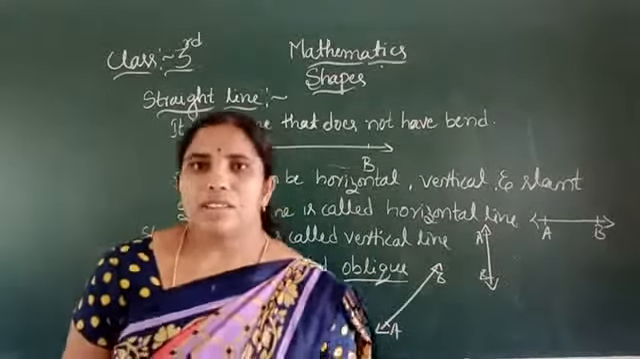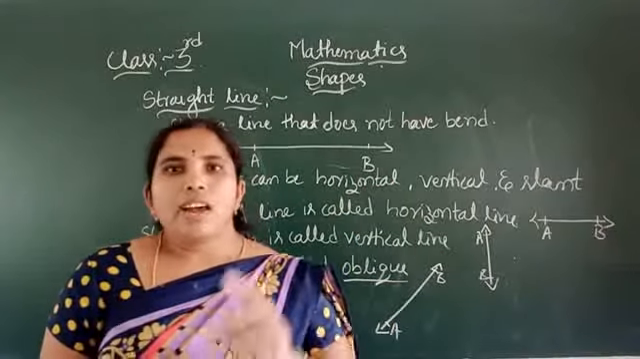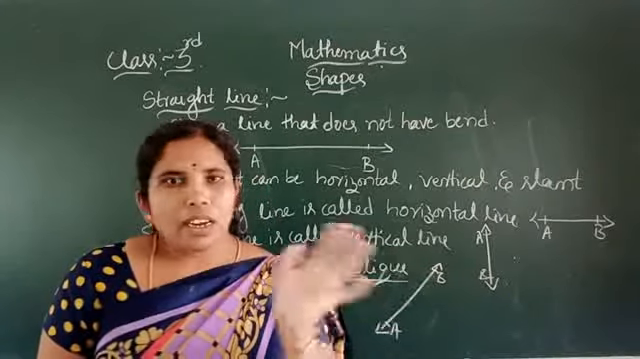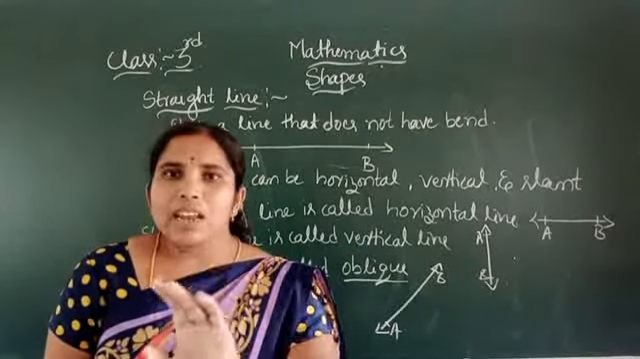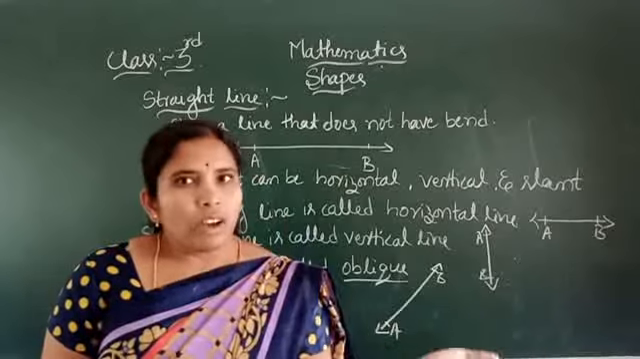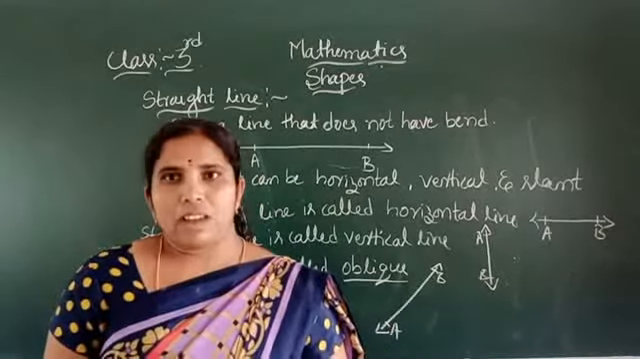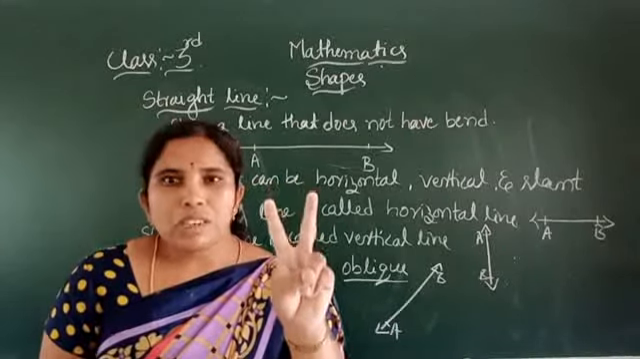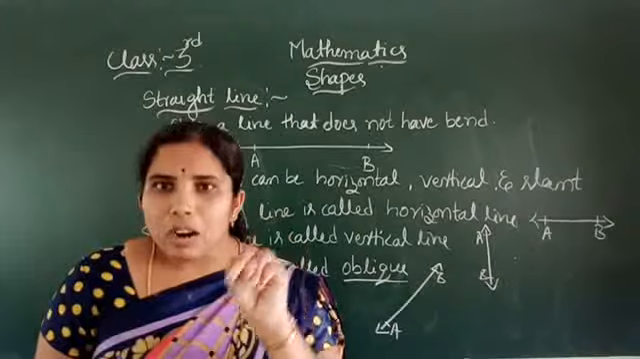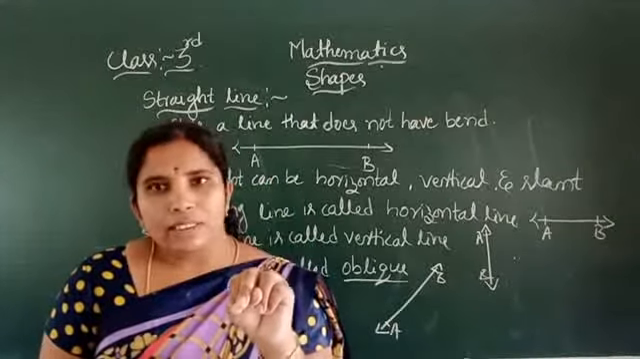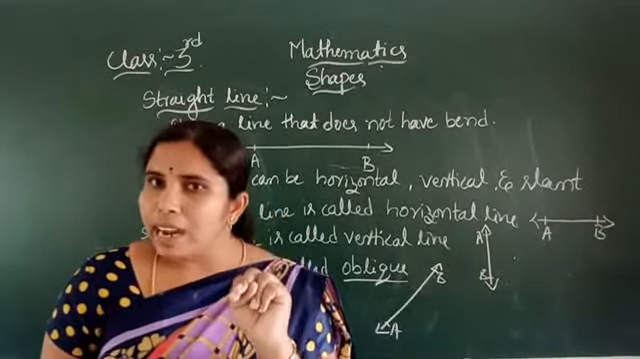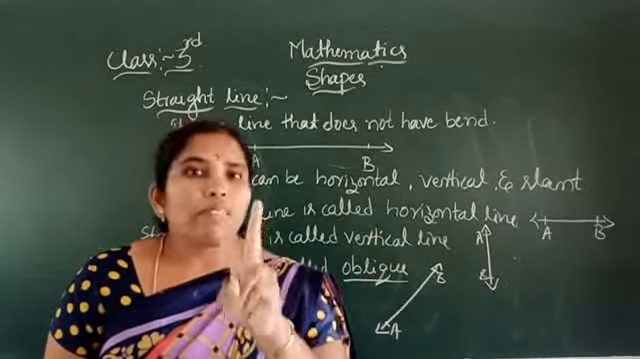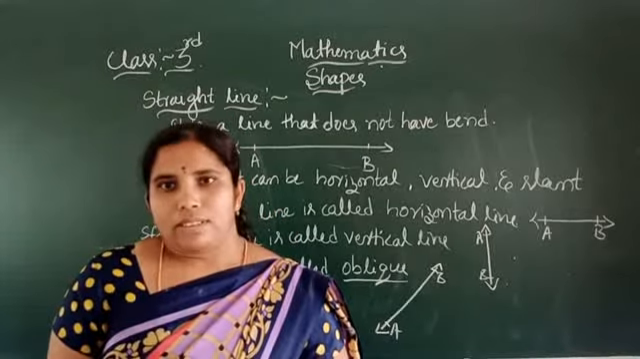So then we move on to plane shapes. In the previous class I explained solid shapes: cube, cuboid, cylinder, cone and sphere. Solid shapes are three-dimensional shapes, but plane shapes are two-dimensional shapes. Two-dimensional shapes means they have length and breadth only, or length and height, or height and breadth.